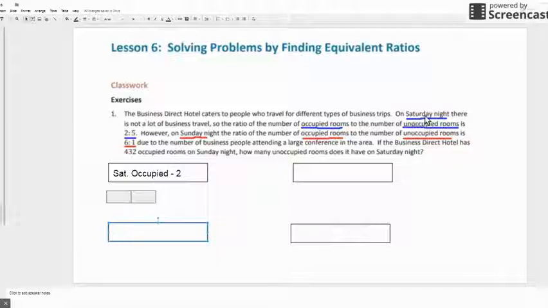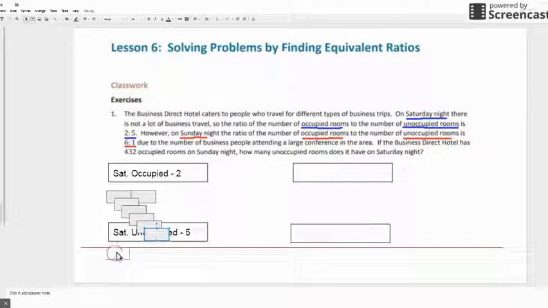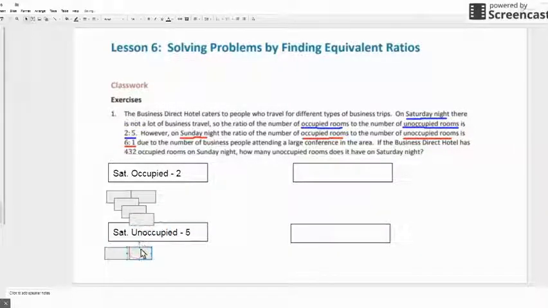Next, we're also still talking about Saturday night. We have Saturday night unoccupied rooms, and it's 2 to 5, so 5 would be that one. Let's abbreviate Saturday, put unoccupied, and put 5. So we need 5 of these pieces of tape: 1, 2, 3, 4, 5. Let me move these. You go ahead and draw yours in as I'm moving these over. I'm going to try to get them touching as best as possible without taking up a whole lot of time. All right, so there you go.